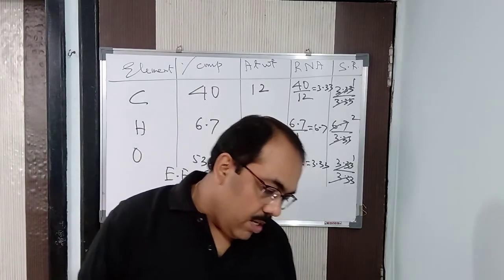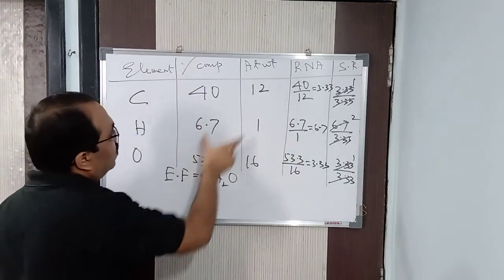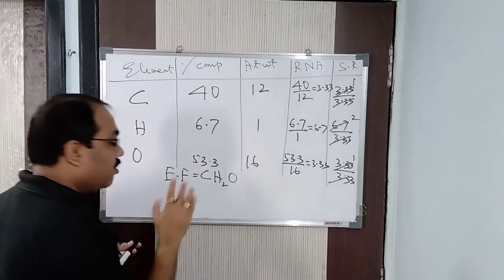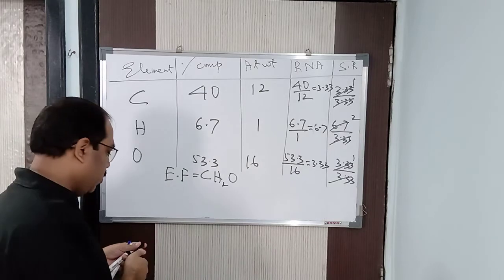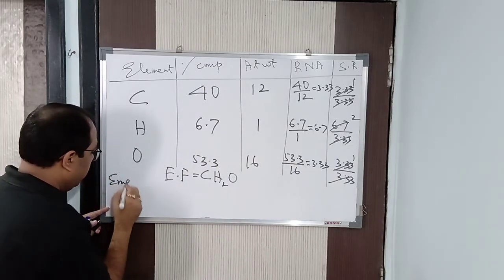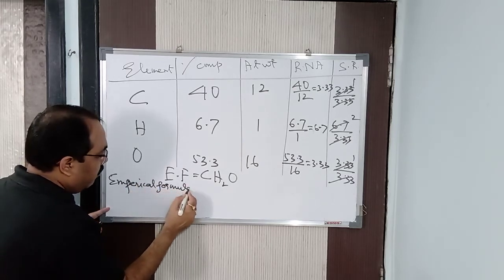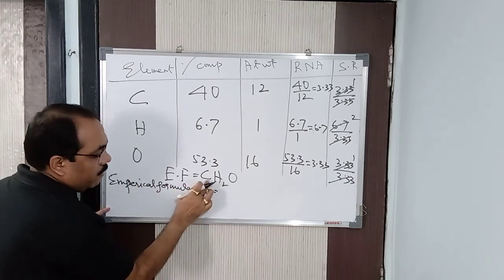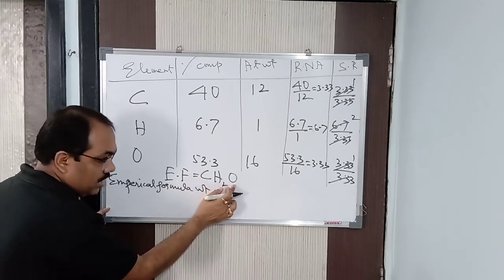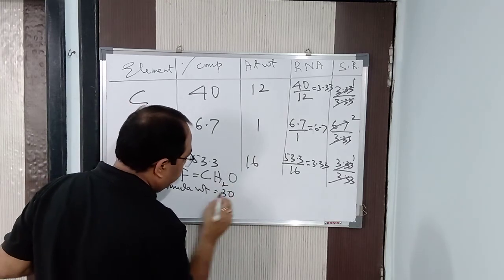How to get the empirical formula? In this way, always: element, percentage composition, atomic weight, relative number of atoms, simple ratio. Alright? Now one part, the empirical formula, is over. Now you need to calculate the molecular formula. For that, you calculate the empirical formula weight. Carbon 12, hydrogen 2, 12 plus 2 is 14, oxygen is 16. 14 plus 16 is 30.